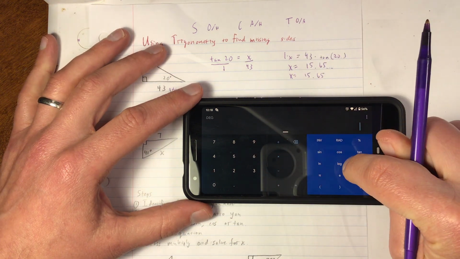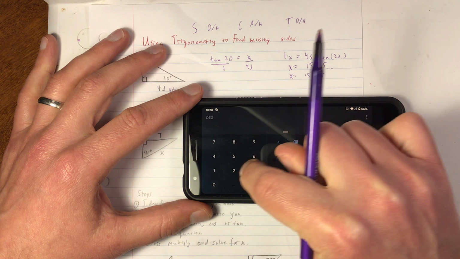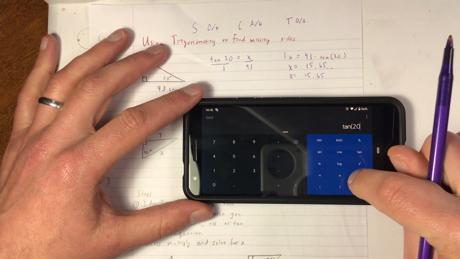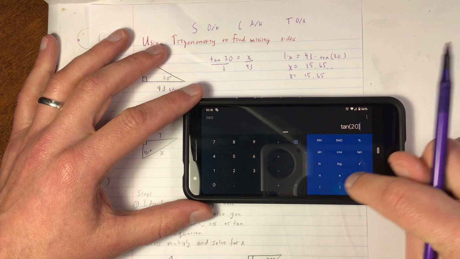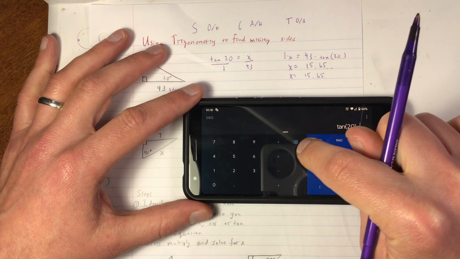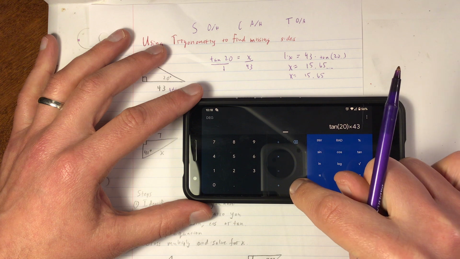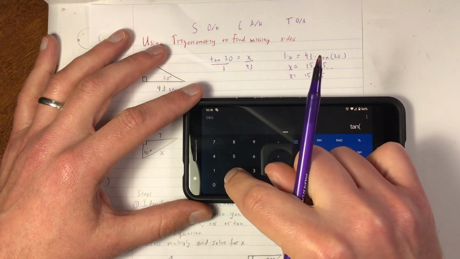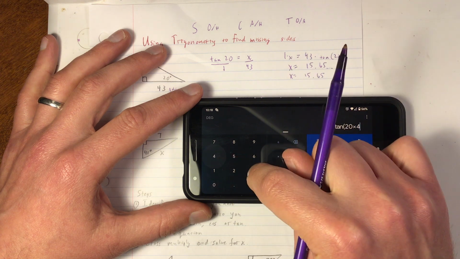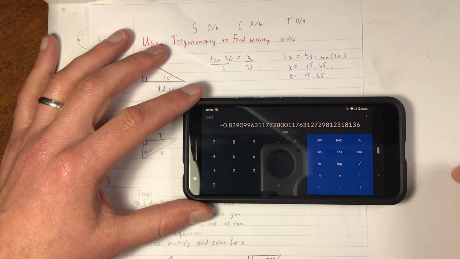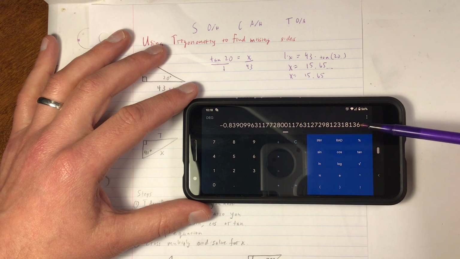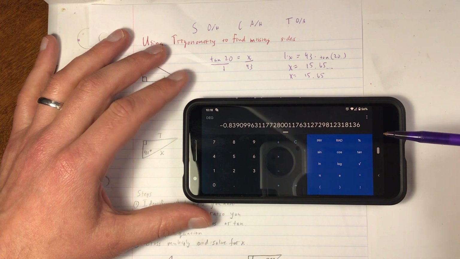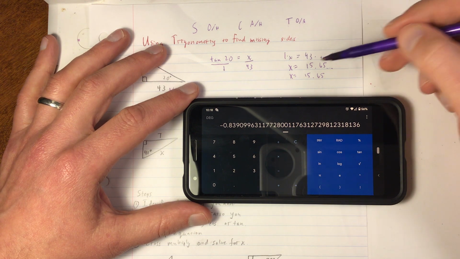If you want to do the tangent of 20, make sure you close the parentheses and then multiply by the 43. That will give you the same thing. If you do the tangent of 20 times 43, and then hit equals, yeah, there's no way that side is negative 0.83909. No bueno.